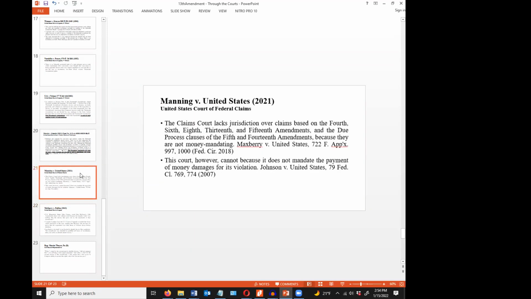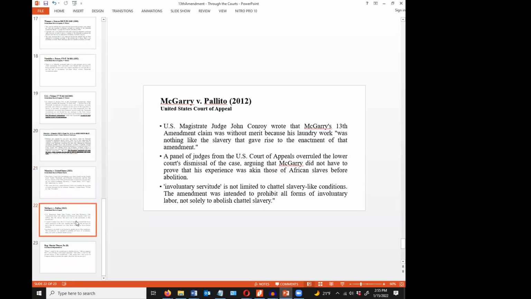Just like Max was basically saying, the summary conclusion is there's nothing that you can really do against the state. So then I started coming up. Here was a case that was very interesting. It's called McGarry versus Polito. It's from 2012, U.S. Court of Appeals.